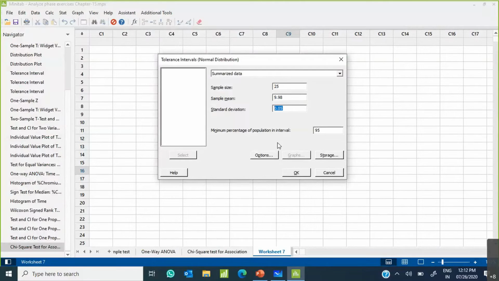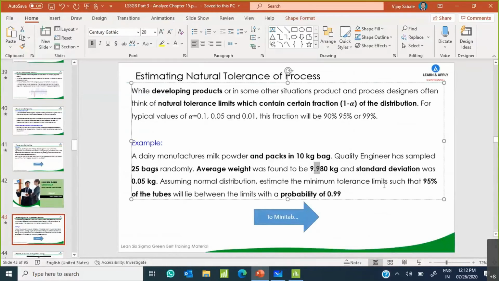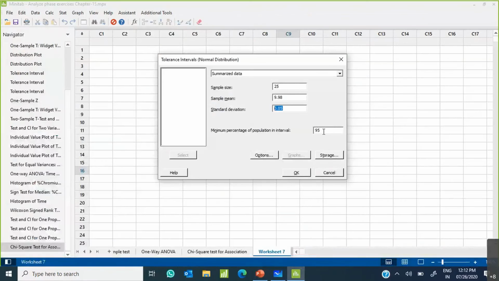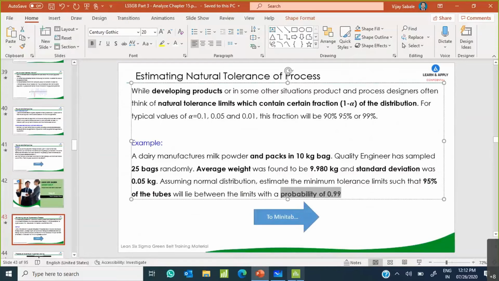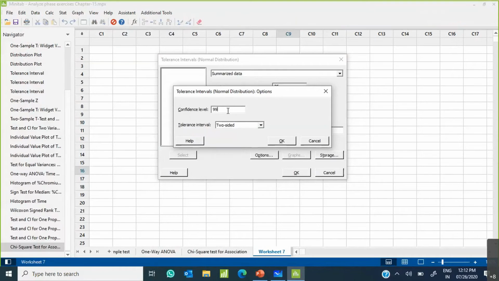Now, how much of the population do we want within these tolerance intervals? We are saying the minimum tolerance limit such that 95% of the bags will lie between the limits. So we are considering 95%, the minimum percentage of population in the interval. Now if you go to the options, we are talking about the probability of 0.99, so we have to consider a 99% confidence level.